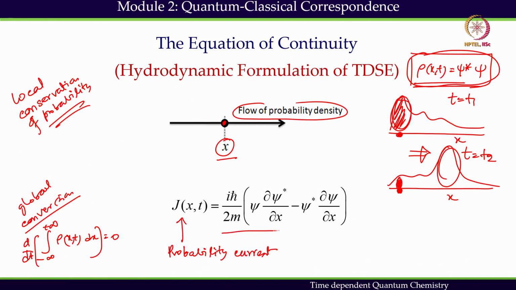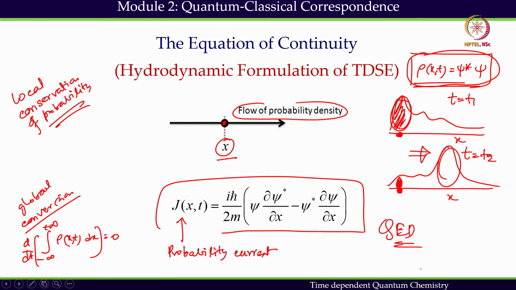It is expressed by this expression. This expression has its origin in quantum electrodynamics. We will not go over that origin, we will use this representation of the probability current, and we will try to find the hydrodynamic formulation of TDSE. This is another way to look at the time dependent Schrodinger equation.